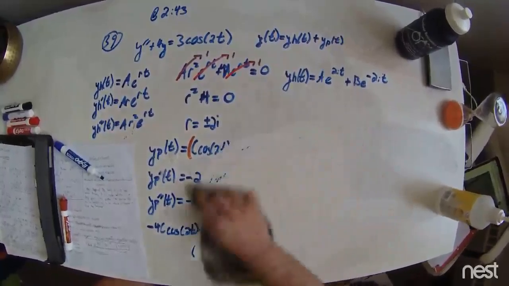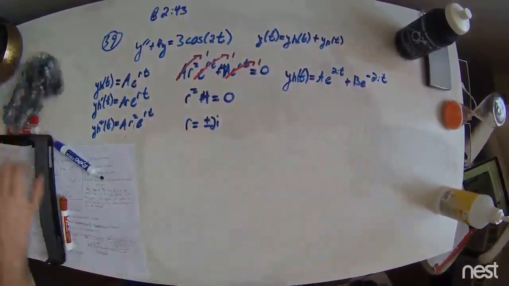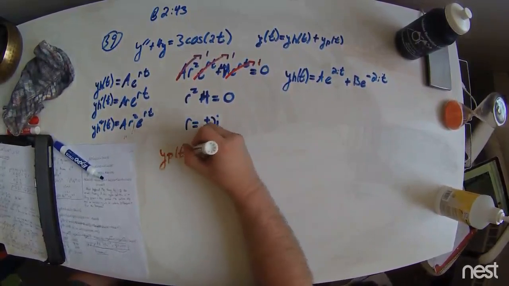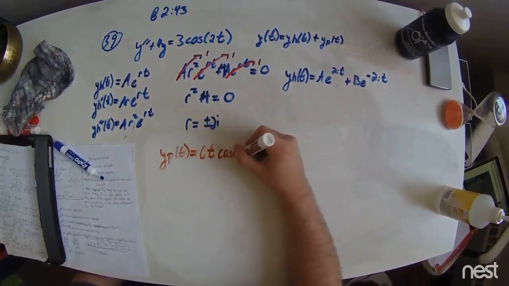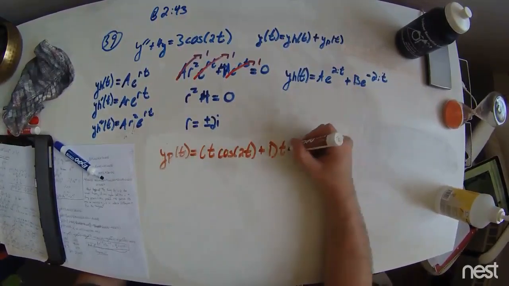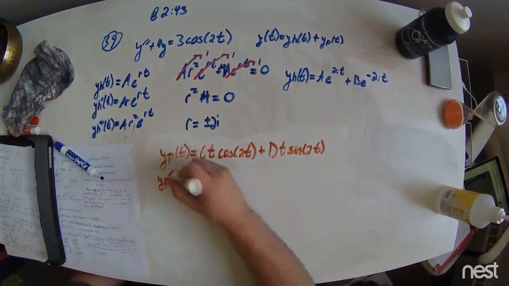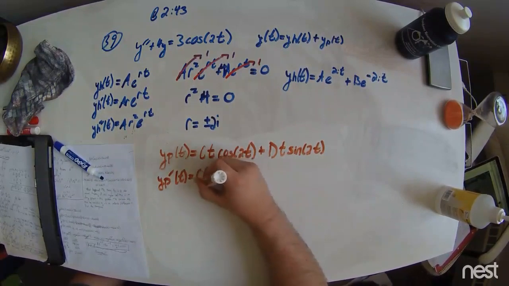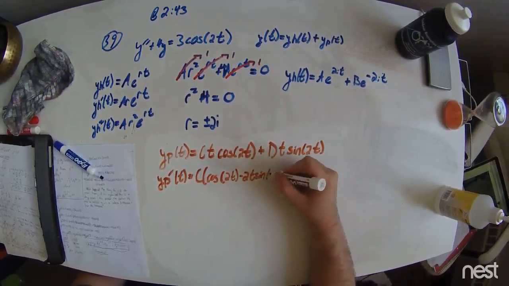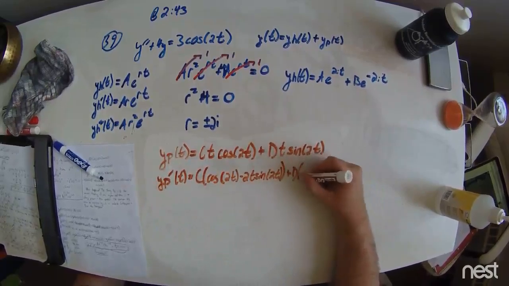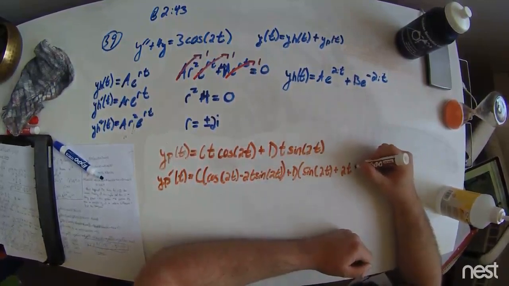So now we have a new y particular solution. Y particular of t equals the same thing we had before, except multiplied by t: ct times the cosine of 2t plus dt times the sine of 2t. Successive derivatives of this function yield y particular prime of t, which equals c times the cosine of 2t minus 2t times the sine of 2t, plus d times the sine of 2t plus 2t times the cosine of 2t.